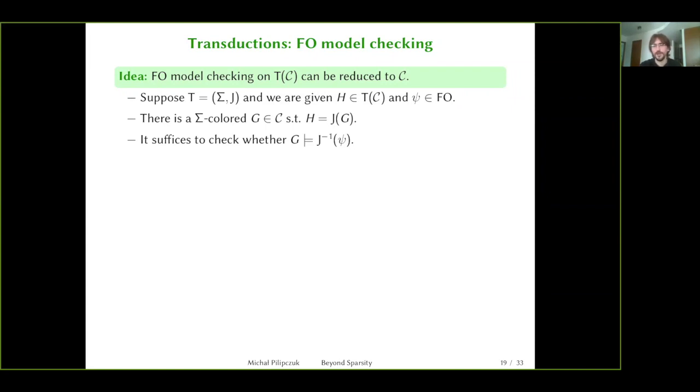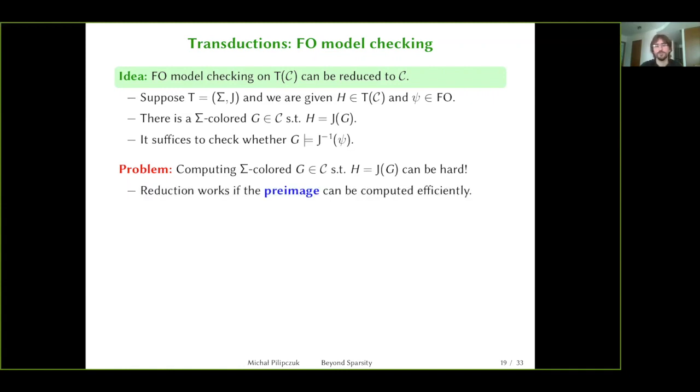There is one catch here. I said there exists a graph G such that H is the image of G. However, getting this preimage algorithmically can be computationally hard. For the complements, it was very easy because I can just complement the graph back. But even for taking the power of a graph, finding the preimage under taking a power is a computationally hard problem. So this reduction works only if the preimage can be computed efficiently.